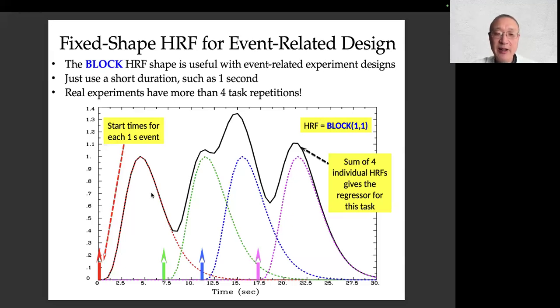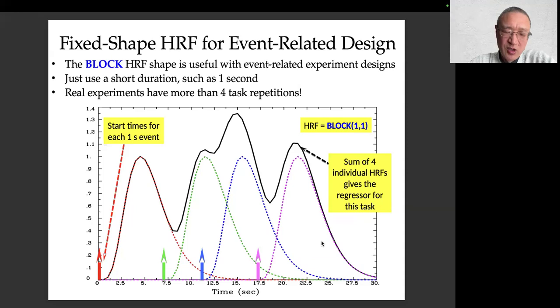Again, the convolution process ends up with the black curve, right? It's the summation of those 4 dotted curves. As a user, you don't need to do this convolution. This is a mathematical process. The program, 3dDeconvolve is the program name, will handle this internally.